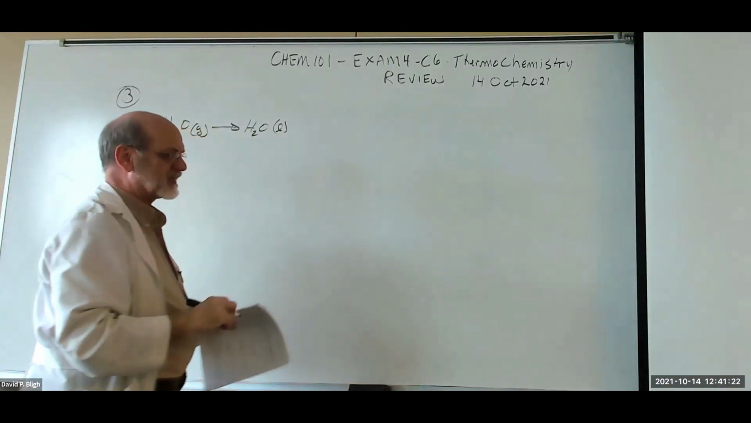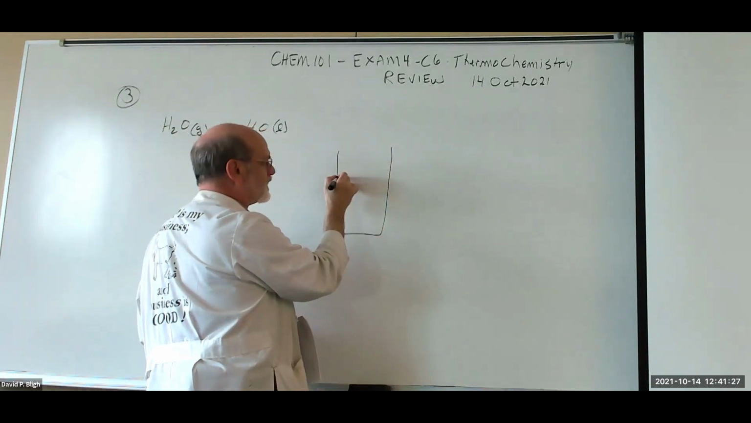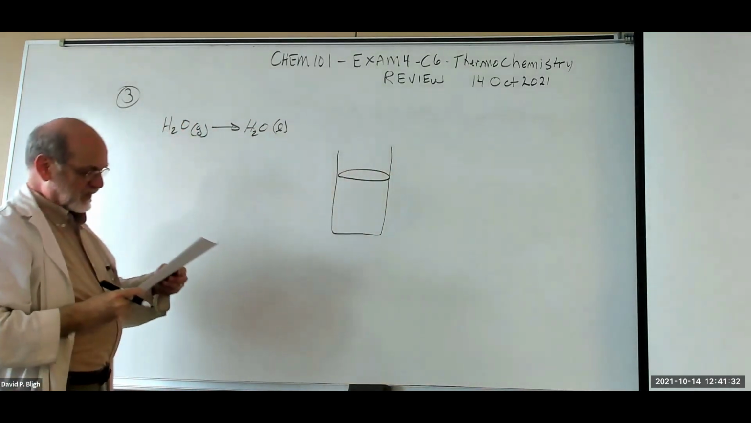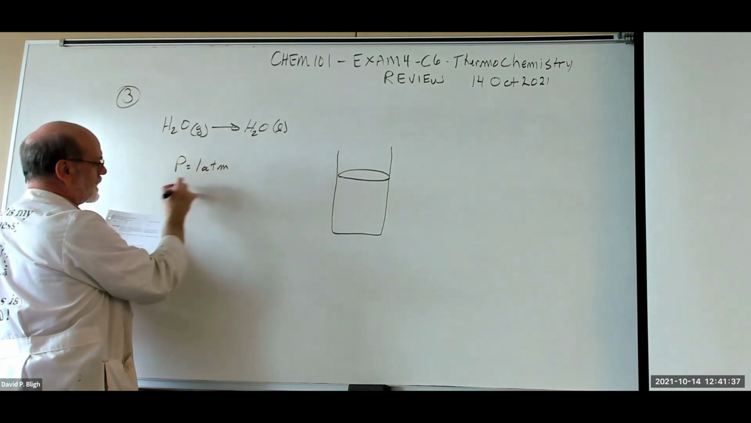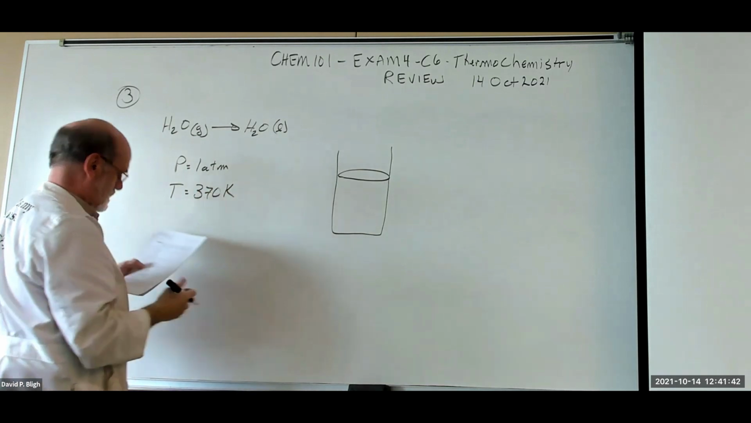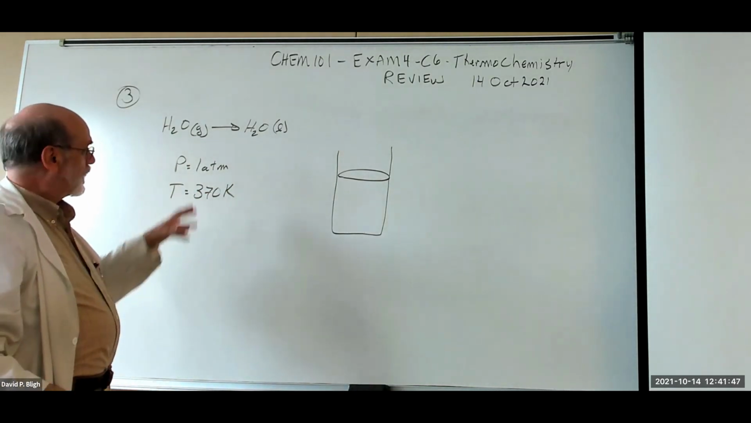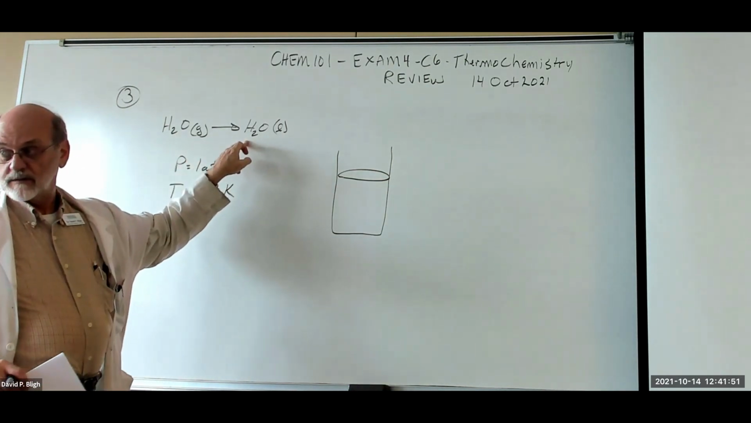So it's helpful, again, to draw a picture. So let's put this gas in a cylinder with a movable piston. Now, why would I do that? Because the pressure is constant at 1 atmosphere, and the temperature is constant at 370 K. All right? That means that whatever happens to this gas, in this case, it's condensing into a liquid.